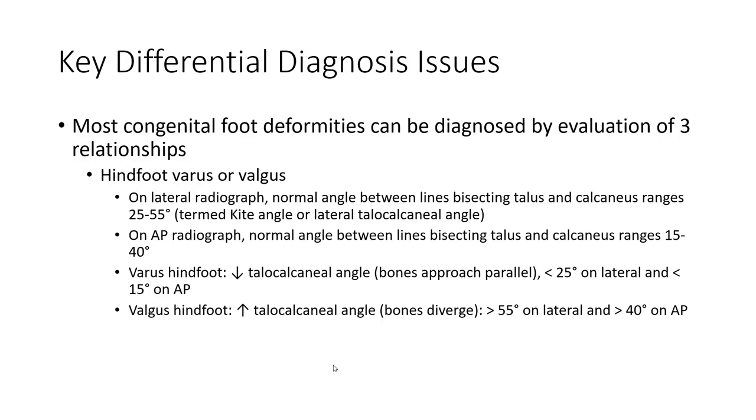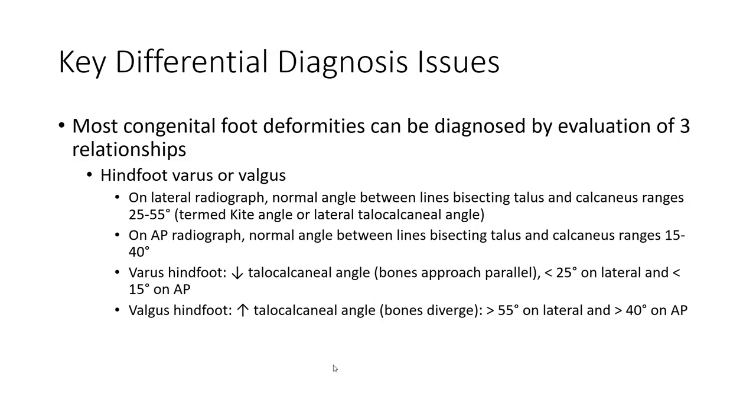Hindfoot varus or valgus. On the lateral radiograph, the normal angle between the line bisecting the talus and calcaneus ranges from 25 to 55 degrees, termed the kite angle or lateral talocalcaneal angle. On the AP radiograph, the normal angle between the lines bisecting the talus and calcaneus ranges from 15 to 40 degrees.